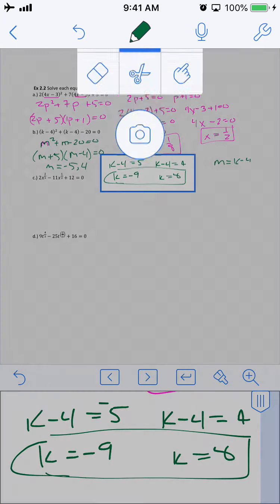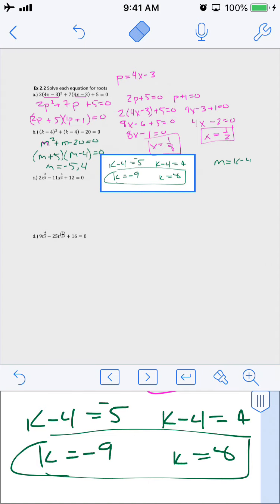No, not negative 9. Sorry. Dumb moment there. Try negative 1. There we go. Or k equals 8. Ta-da!